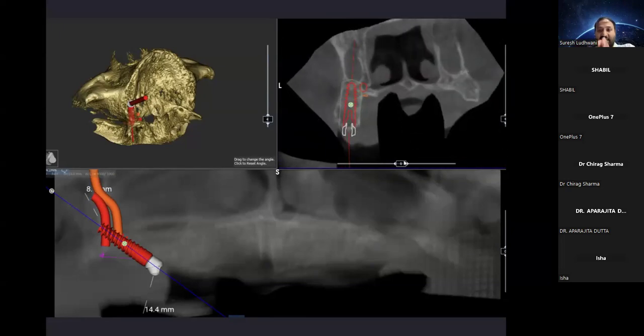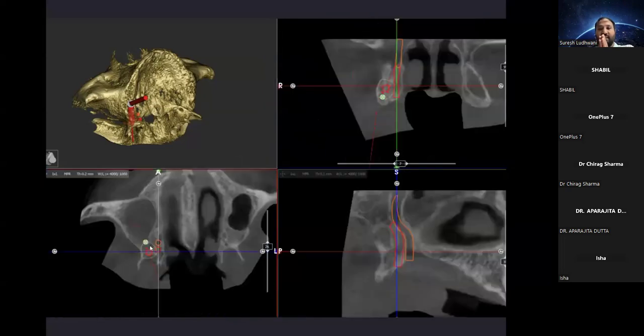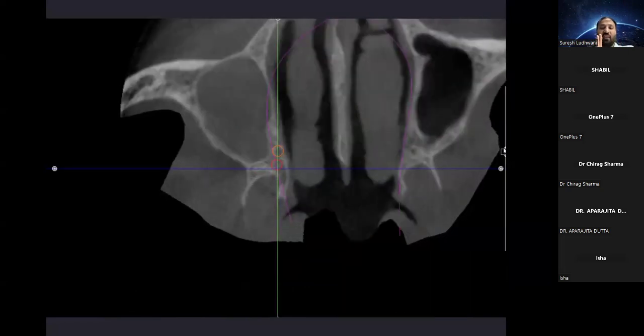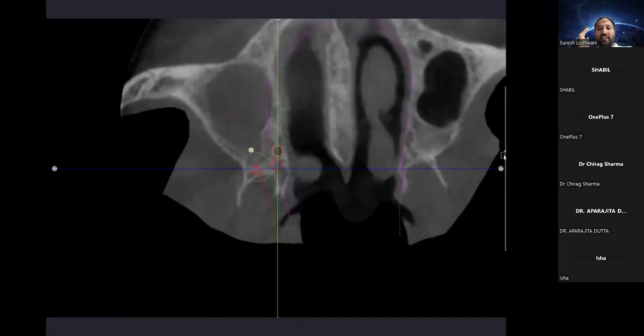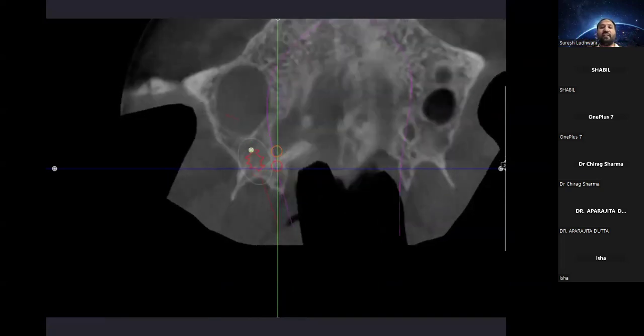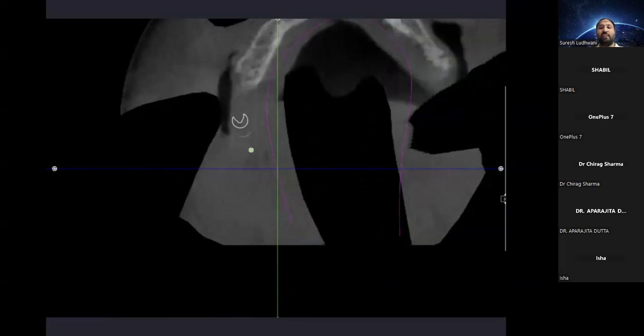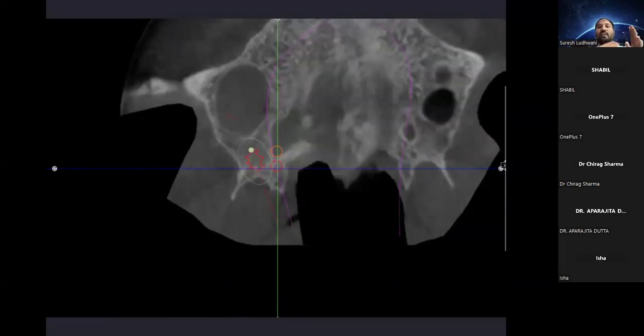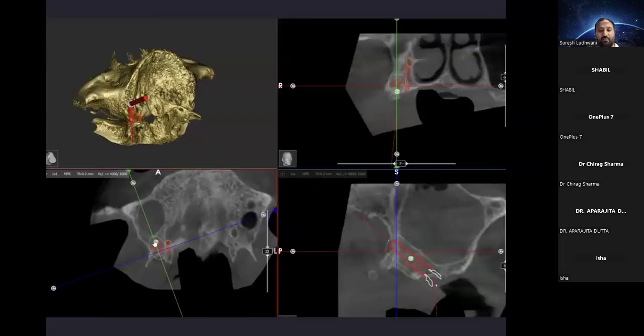Now I can see, this is the coronal section. Your implant is in the dead center, going and hitting the junction. But if it goes slightly mesial, it's going to the vessel. Now, in the axial section, you can see that it is going straight, hitting the junction of the pterygoid plates, passing through the palatine bone and hitting the junction of it.